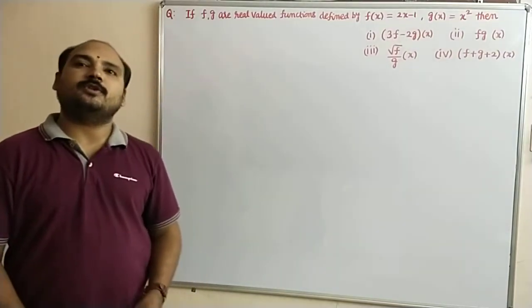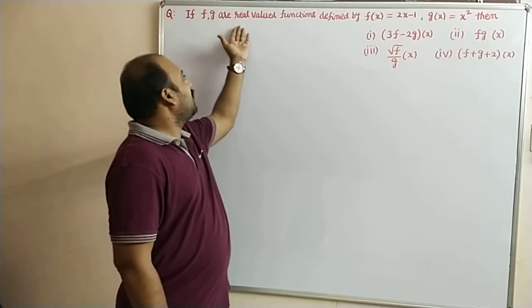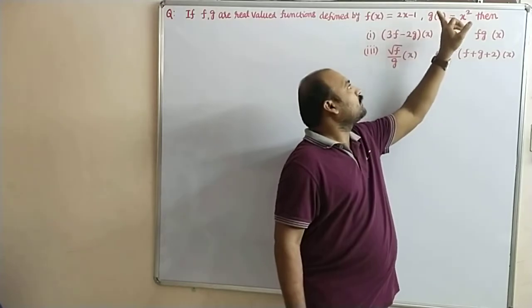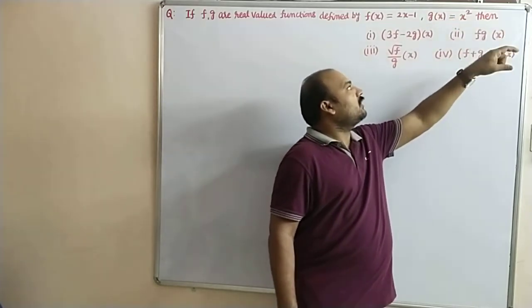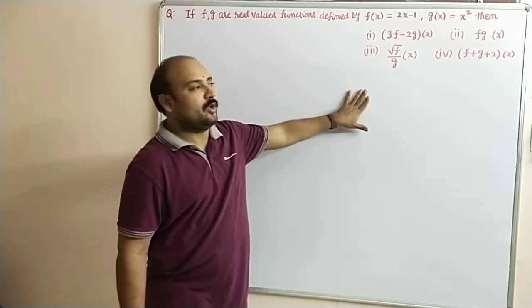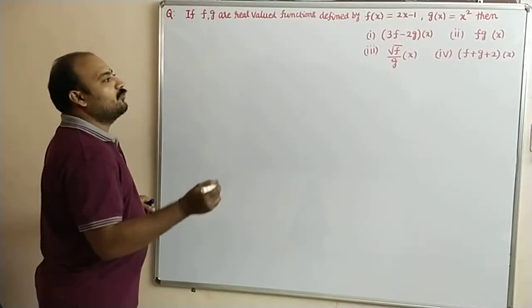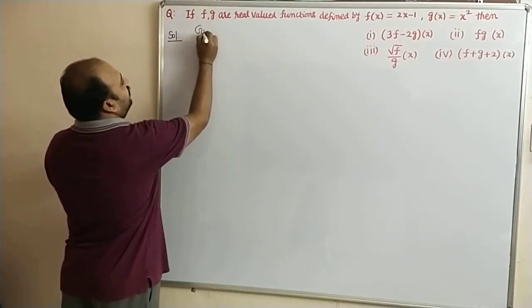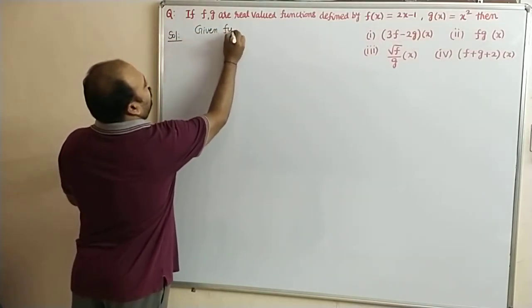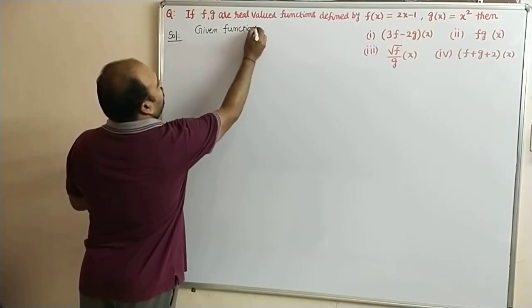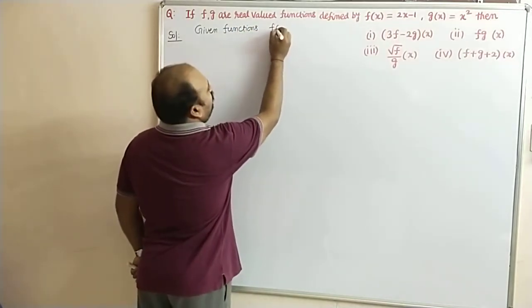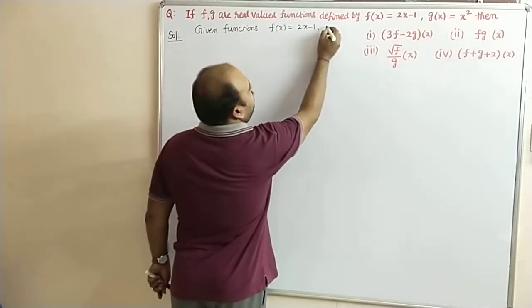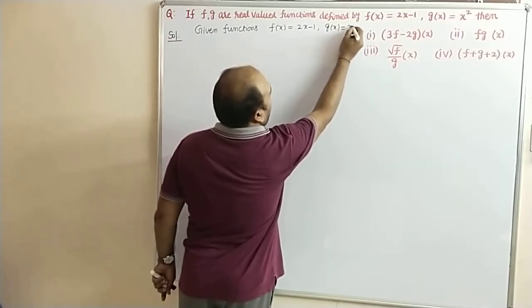The next question, dear students. If f, g are real valued functions defined by f of x equal to 2x minus 1, g of x equal to x squared, then find the following. First question here. Before that you have to write given functions. Given functions: f of x equal to 2x minus 1 and g of x is equal to x squared.